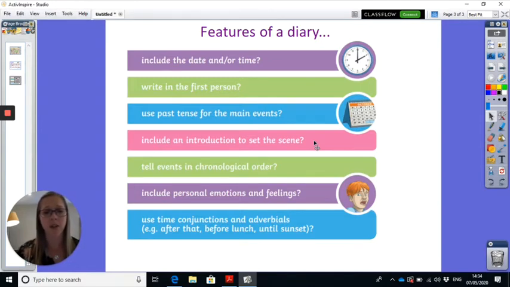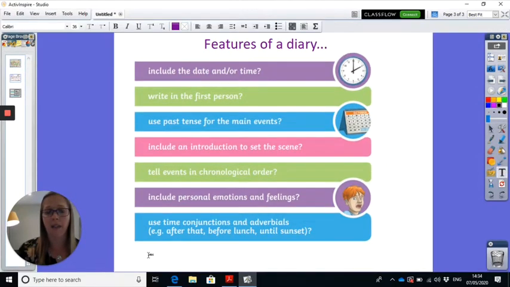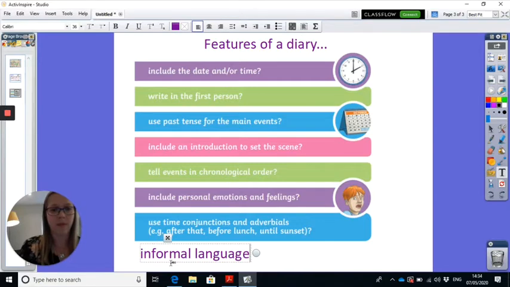Include personal emotions and feelings, and then use time conjunctions and adverbials. And the last one I want to add to that is informal language. We talked about that kind of speech-like language, which is very different to newspaper article type writing. Okay, so these are the features of a diary entry. Now we're going to have a look at writing a diary based on the experiences of Badger.